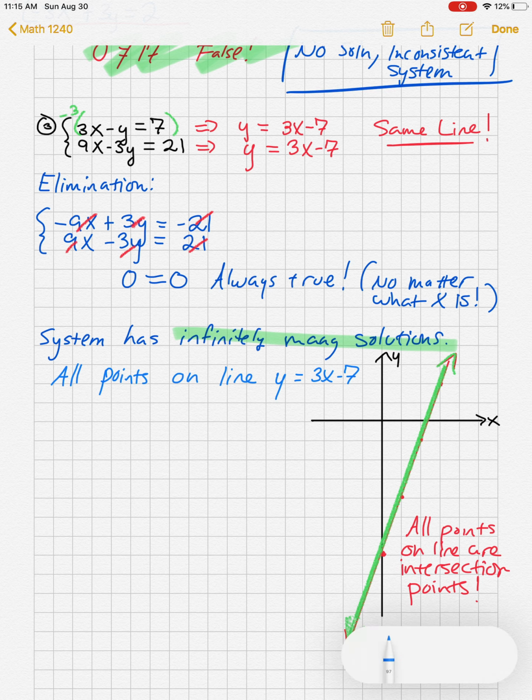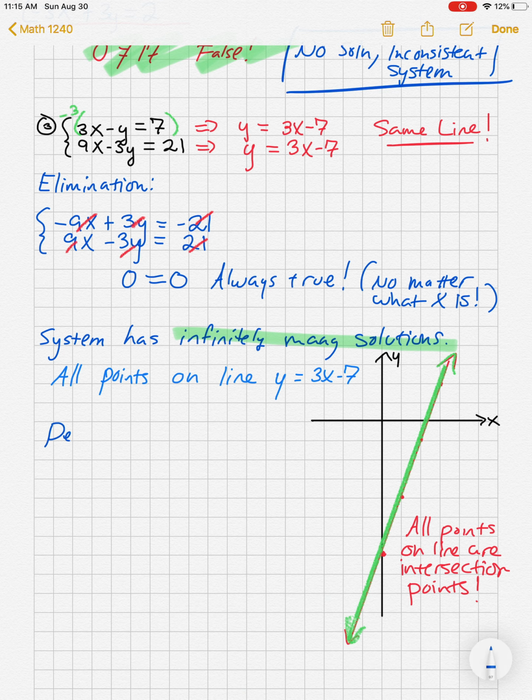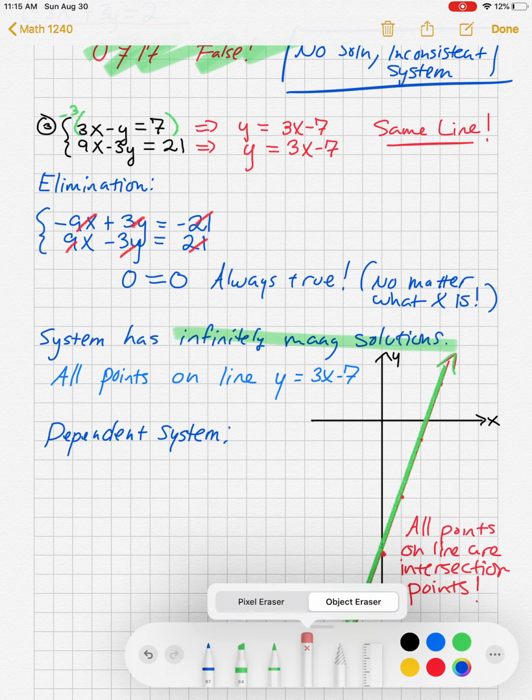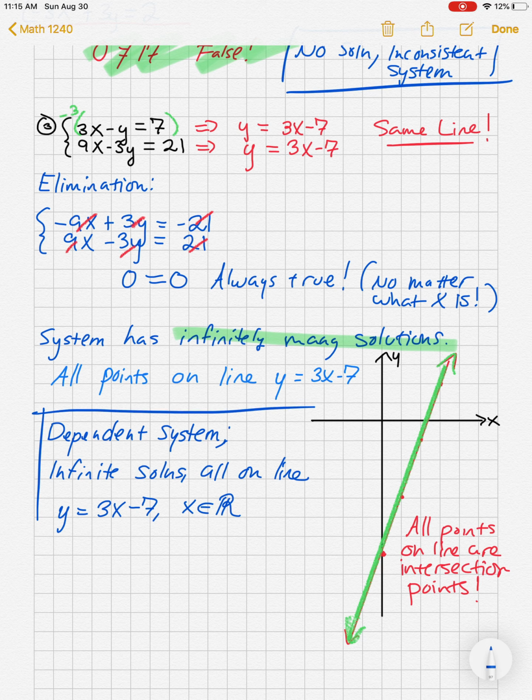Okay, so how would we write this? We would say something like, we call this one a dependent system, and then we'd say there are infinite solutions all on the line y equals 3x minus 7, where x is any real number. So this is how I would write the answer. I would write all of that, really, because here's what we're saying.